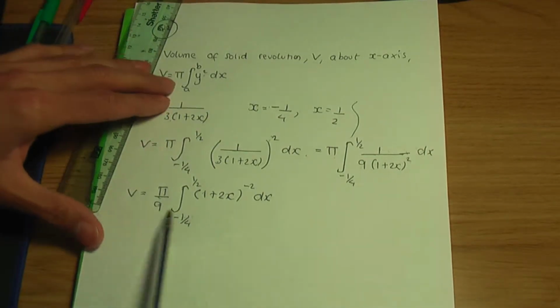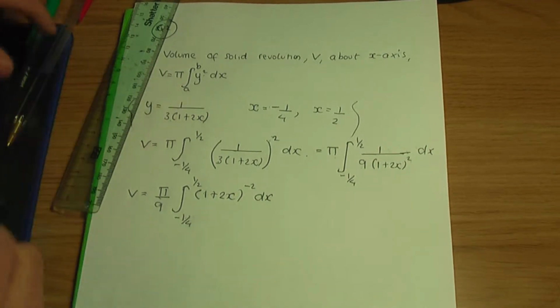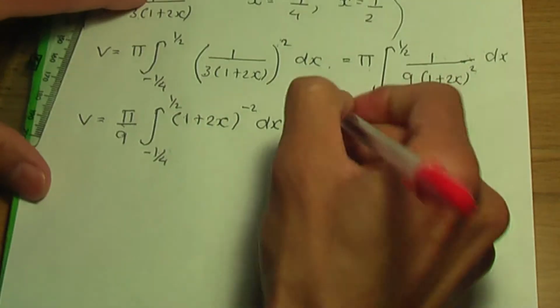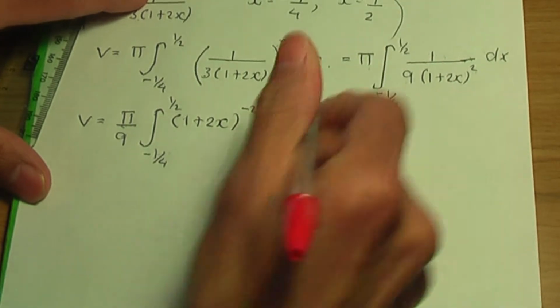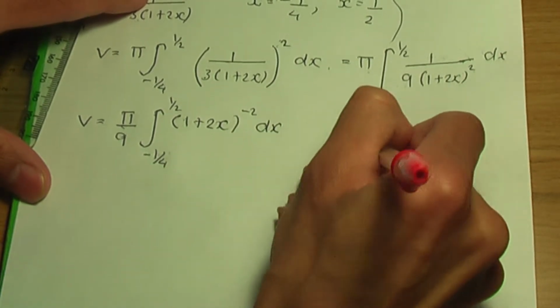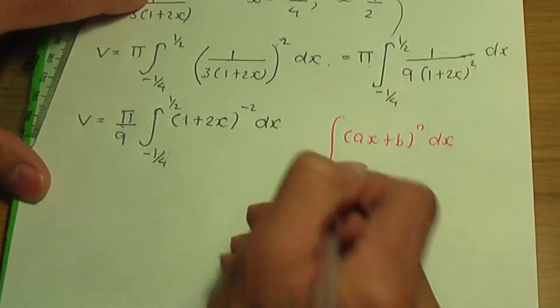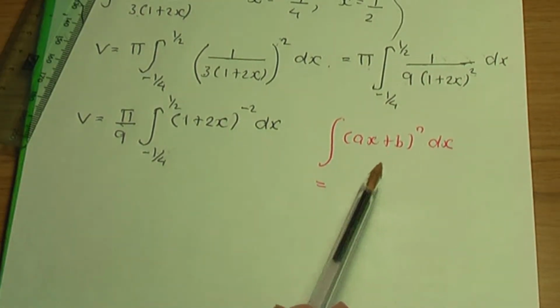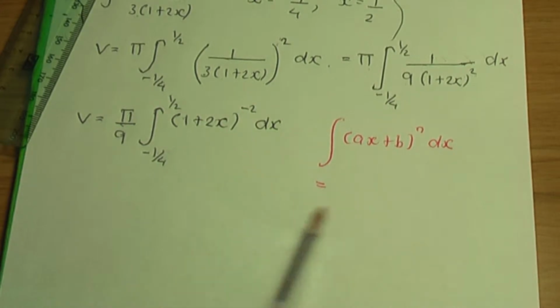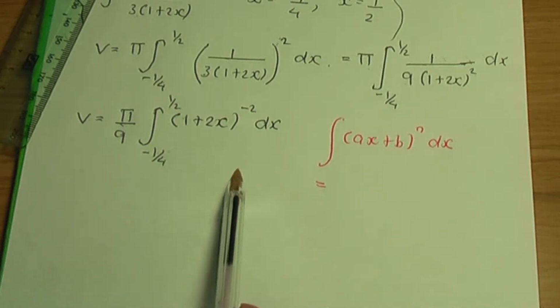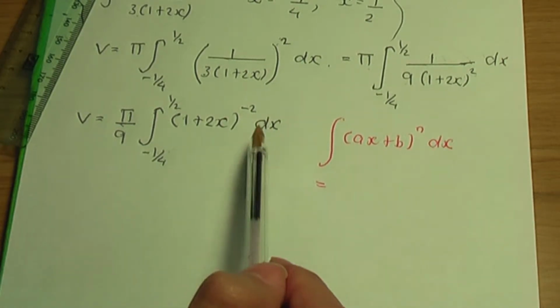Now to integrate such an integral, there is a result. So let me give you a result. You can use this result for ax plus b to the power of n. I have created a video explaining this result and how it's derived, and I'll provide a link to the video in the description below.